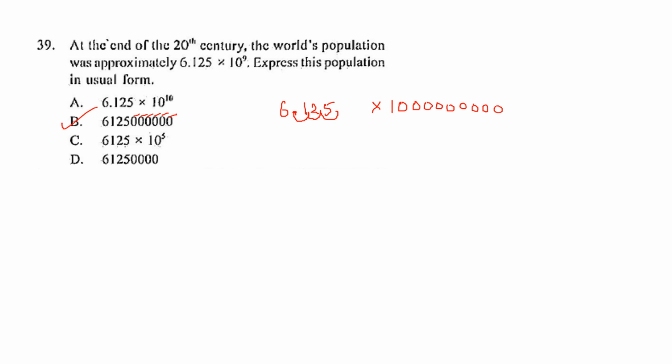And one more trick is, after the decimal here 3 digits are there. So from here you cancel out 3 digits, and whatever is the number you just multiply. So it will be 6, 1, 2, 5, 1, 2, 3, 4, 5, 6, 0. So your option is option B.